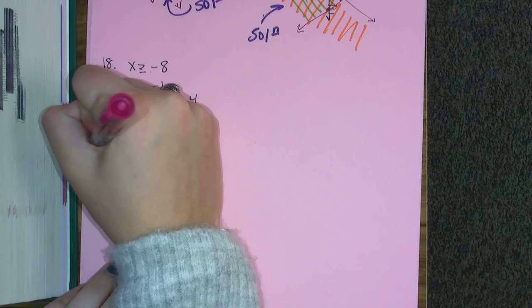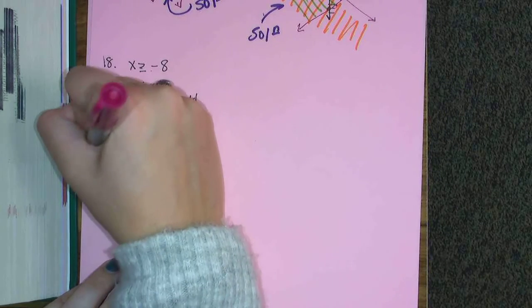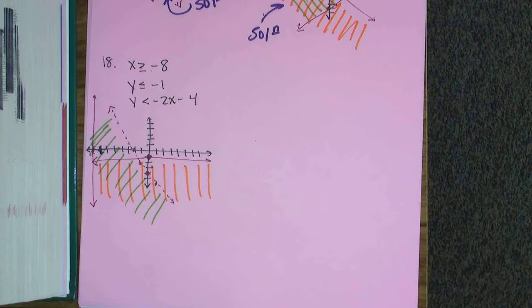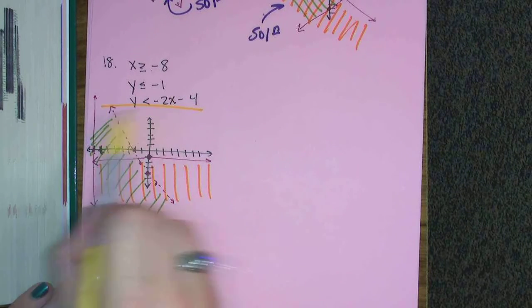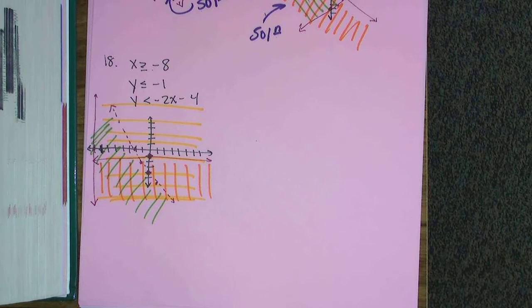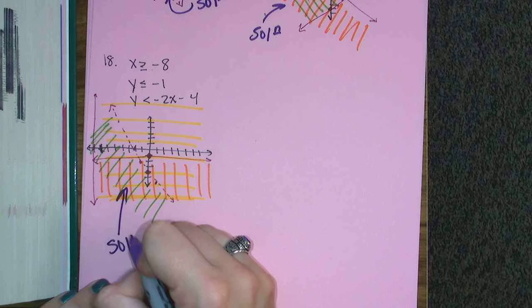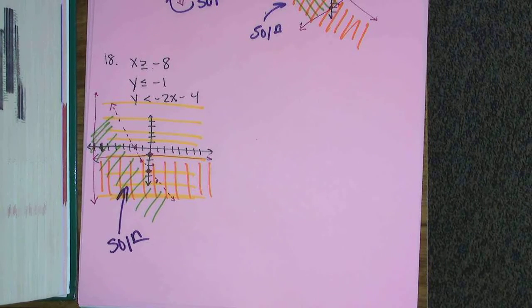Okay, at negative 8. Solid or dotted? Okay, it's greater than, so I'm shading to the right. Not sure if this yellow is going to show up, but I'm going to try. Okay, so where's my solution? Okay, right here in this area.